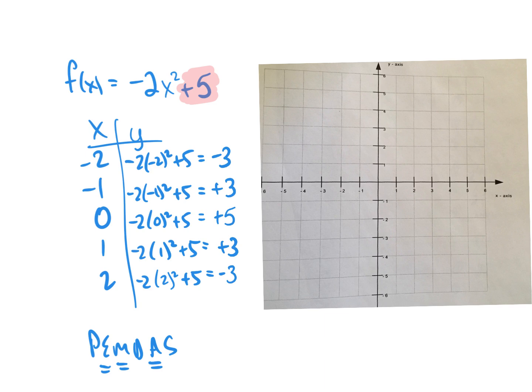And if we go to our picture, I can plot those for you. So left 2 down 3, left 1 up 3, stay in the middle, go up 5, right 1 up 3, and right 2 down 3. And once again, I'm going to be able to connect all of those with a smooth curve, not straight lines, but a smooth curve, the best I can.